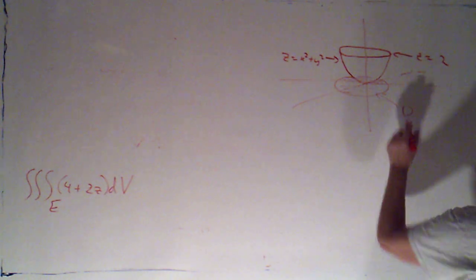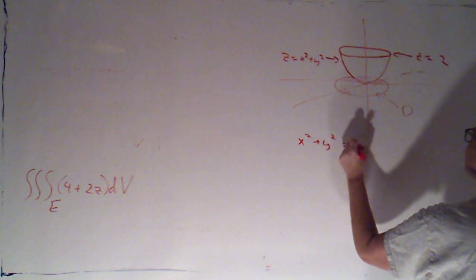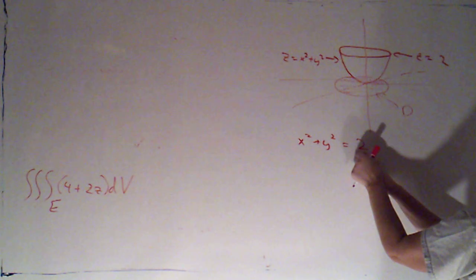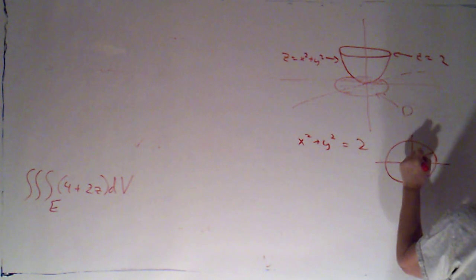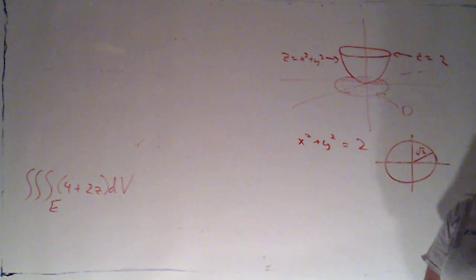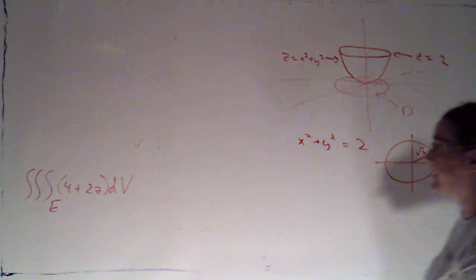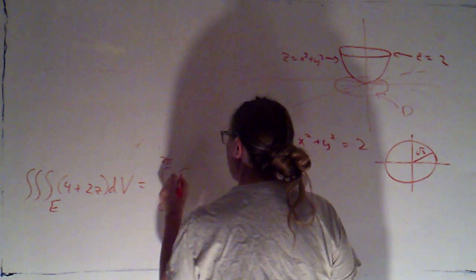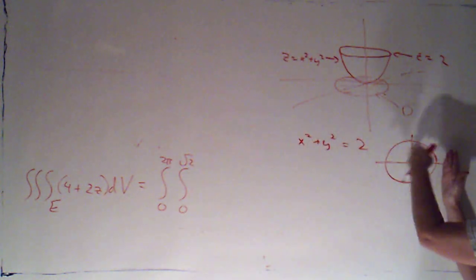Now, that's going to be the disk enclosed by the circle where my two surfaces meet. So this was the z value on the paraboloid, this is the z value on the plane. So I can recognize that D is just a disk of radius root 2. So I think I'm going to go ahead and set this up in cylindrical coordinates. If I do that, theta will go from 0 to 2 pi, and r will go from 0 to root 2. That describes this disk.